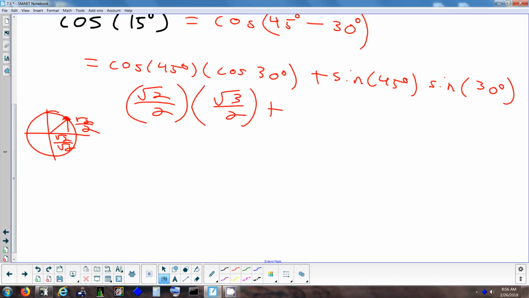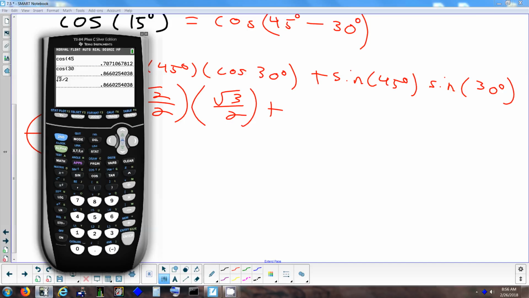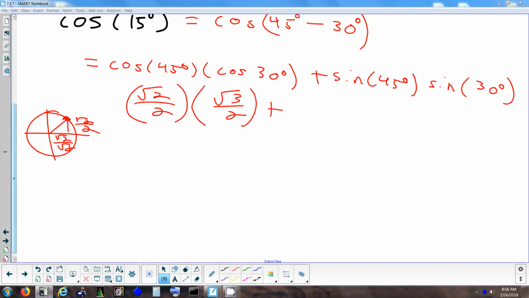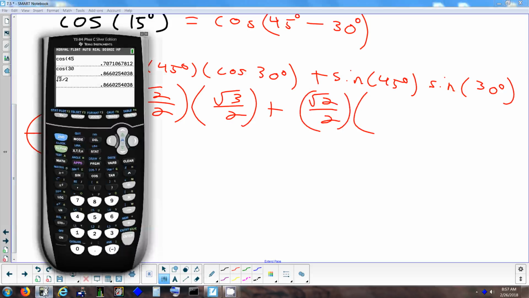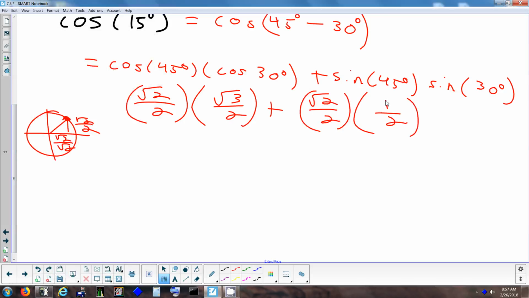Now the sine of 45 is the same as the cosine of 45. Those are cofunctions of complementary angles. If you don't remember it, not a big deal. But if you type in sine of 45, you would get 0.707. So it's also root 2 over 2. And the sine of 30, if you type that in, that is 1/2. So if you have these memorized, this step you can do in about 5 seconds. If not, it might take a little longer.